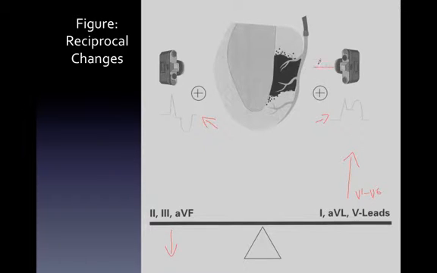Now what this shows us is, this camera shot says it's injured. And this camera shot says, yes, I can see the injury. And it looks like a big old hole. Vice versa works as well. If you have ST segment elevation in the inferior wall, 2, 3, or AVF, you will have ST segment depression in 1, AVL, or any of your V leads.